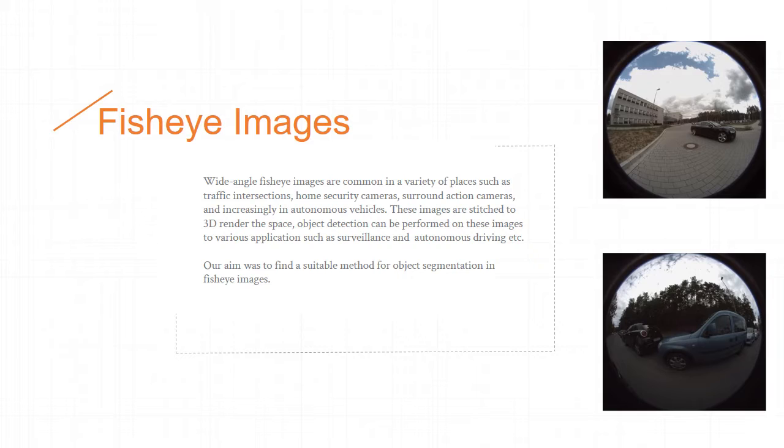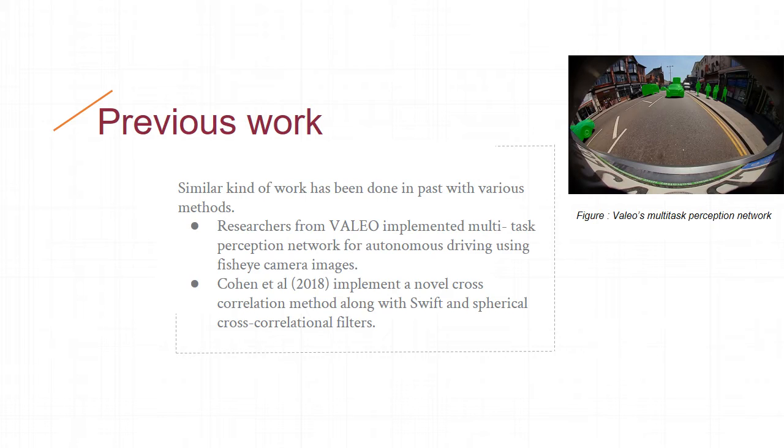Traditionally, development of object detection is done on flat images, and most of the available datasets and training methods use the same. With the use of fisheye images, we can reduce camera usage and perform object detection on a wider area. A number of approaches have been taken previously to solve this problem, such as using a multitask perception network by researchers at Valeo and implementation of spherical cross-correlation filters by researchers at University of Amsterdam.